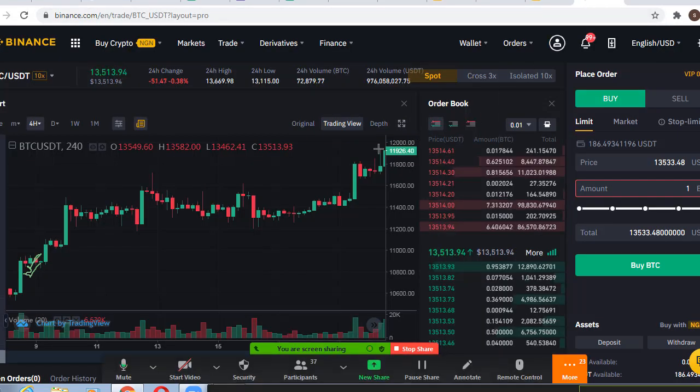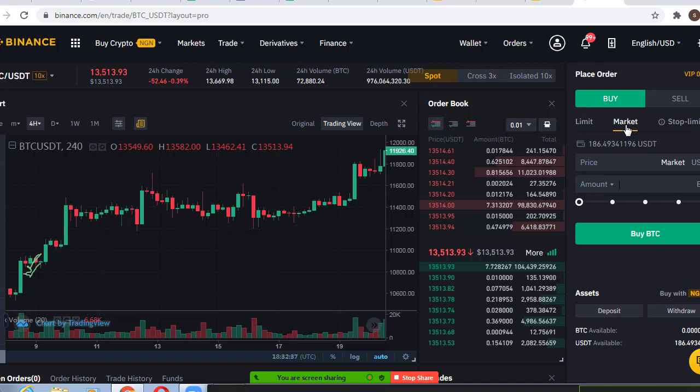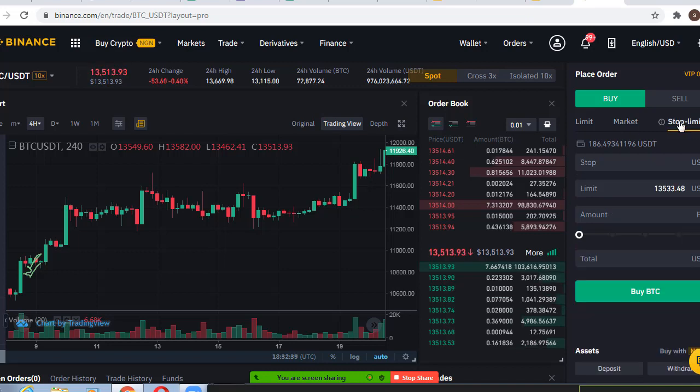Alright, so let me go to the platform and show you what I mean, because as I said earlier, this class is a practical class. Alright, so as you can see, this is the limit order, this is the market order, and this is the stop limit or stop loss order. So let me start with the market order.